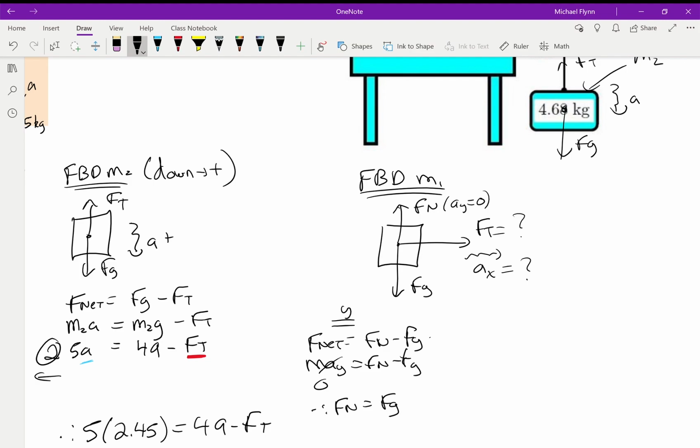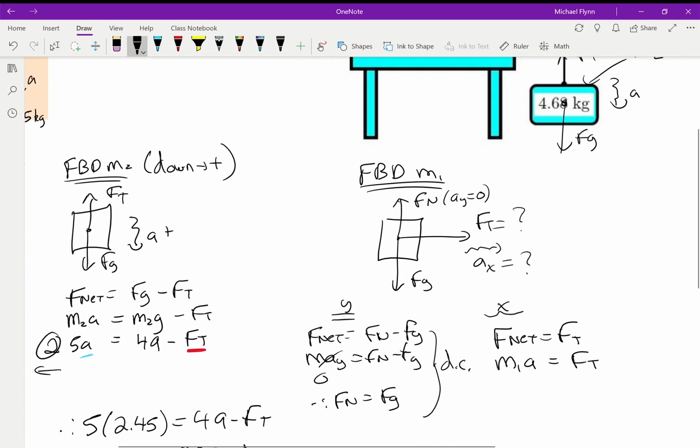So let's go to the x component. In the x component, there's only one force, just tension. It's unbalanced. There's nothing in the opposite direction. So therefore, m1a equals Ft. I might as well put in the mass, 6.03. So 6.03a equals Ft. That's it.